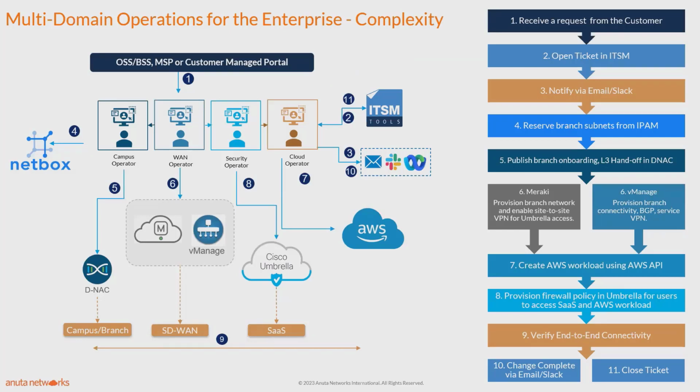Now, first, we will discuss the operator challenges they are facing in day-to-day cross-domain operations. Just onboarding a branch router involves 4 teams, each using a different management system for the domain controller. You have the campus operator logging into the DNAC, the WAN operator using Meraki, the security operator managing from Umbrella, and the cloud operator dealing with the AWS console. In addition, manual processes to handle tickets and notifications add to the complexity.